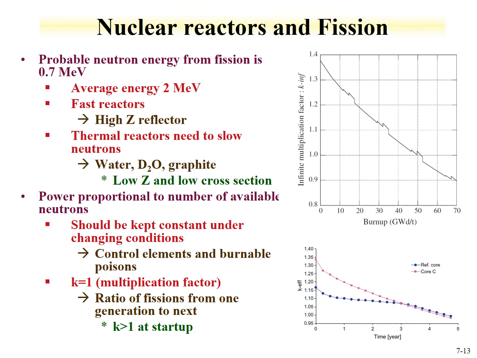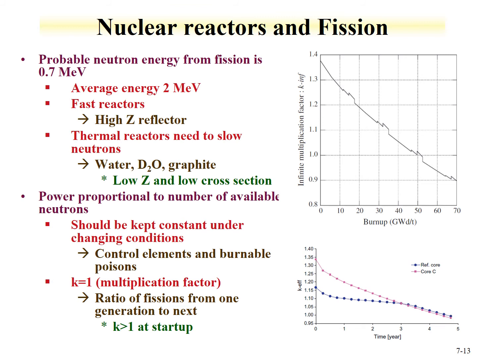And one thing, as we discussed in the previous slide, is that the power of a reactor is proportional to the number of available neutrons. The neutrons come from the fission process that creates the energy, so the number of neutrons available is a rough measurement of the number of fissions that occurred. There's a factor K, which is a multiplication factor. It's the ratio of fissions from one generation to the next. And here we've plotted multiplication factors as a function of burnup on this slide here, or as another K effective term as a function of years.